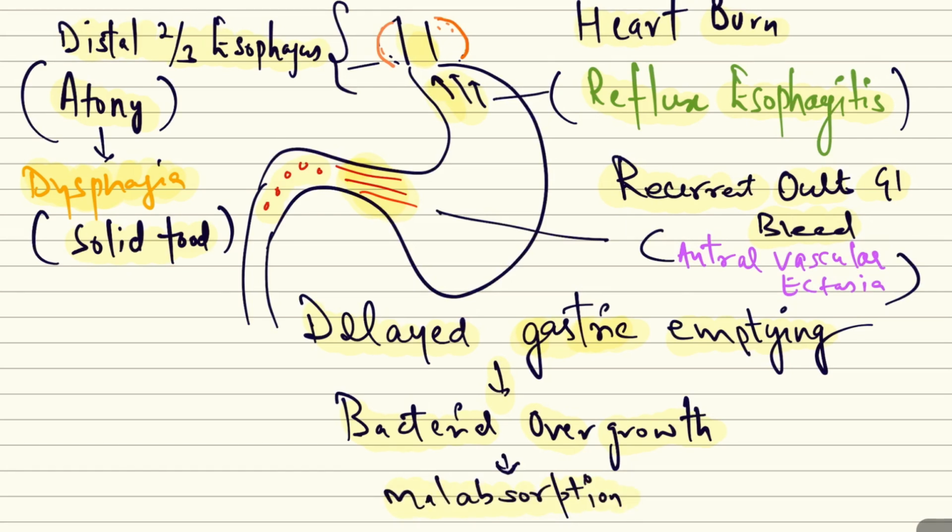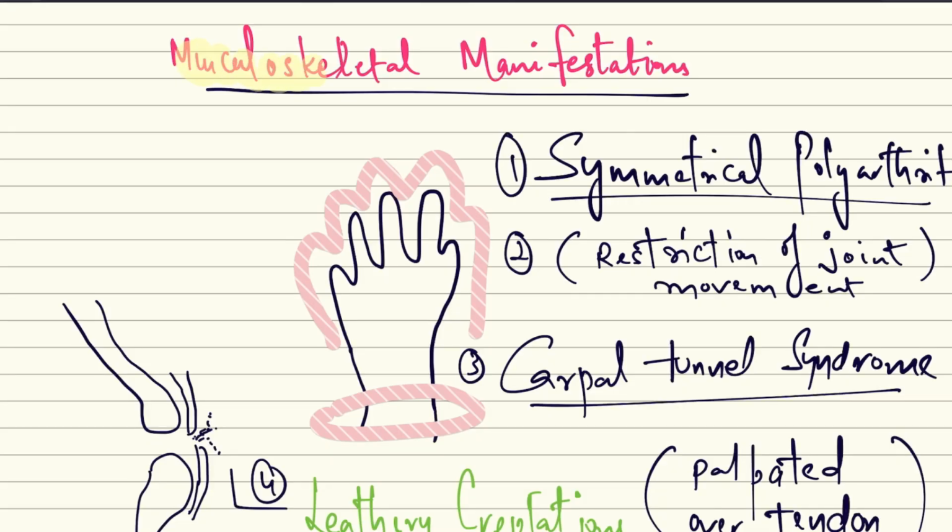Now let's see the musculoskeletal manifestations in systemic sclerosis. As we know, there is a lot of inflammation in the joints of patients of systemic sclerosis, and this inflammation is seen symmetrically in both hands, so we say bilateral symmetrical polyarthritis is seen in these patients. Also, because of a lot of collagen deposition in the hands, this leads to restriction of joint movements, and there is difficulty in flexing and extending the fingers in patients of systemic sclerosis.